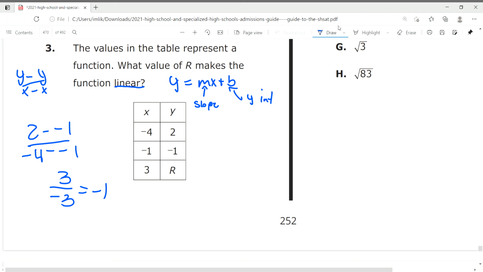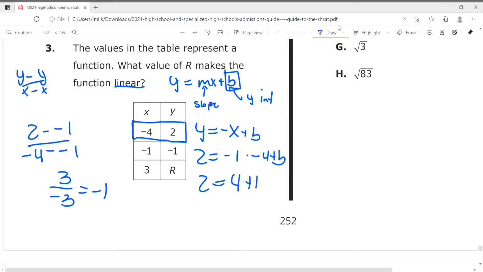Now that we know our slope, we have one more variable left, so we can just solve for b. We have y equals negative x plus b. Let's just plug this in. So our 2 is equal to negative 1 times negative 4 plus b. 2 is equal to 4 plus b. Minus 4, minus 4. Negative 2 is equal to b. So now our formula is y equals negative x minus 2.